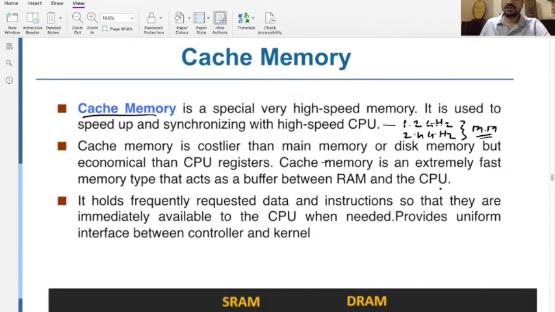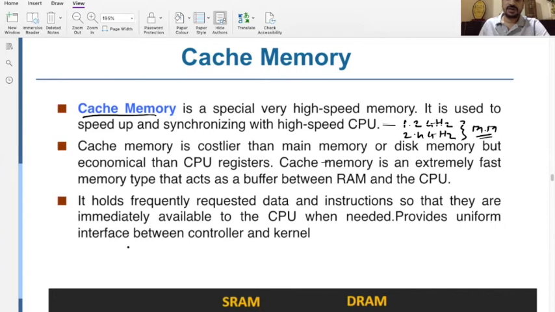So as I told you, we have secondary memory, we have main memory, and we have the CPU. The CPU will interact with the RAM, and the RAM will interact with the secondary memory. But in between the RAM and the CPU, there is another type of memory called cache memory. This cache memory will store the data which is most recently used by the CPU, so that the speed will match up with the CPU. It holds frequently requested data and instructions so that they are immediately available to the CPU when needed. So as I told you, the most recently used data or instructions will be there in the cache memory, so that the CPU will get that particular data whenever it is required at a very fast speed.